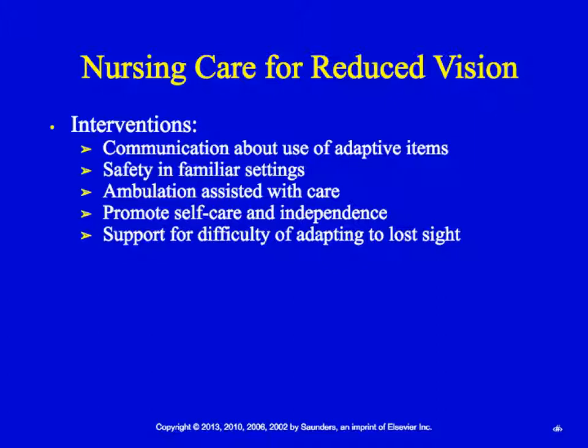And that concludes Chapter 49 regarding patients with eye and vision problems. The following slides are a case study and some questions. I encourage you to look through those to help your understanding.